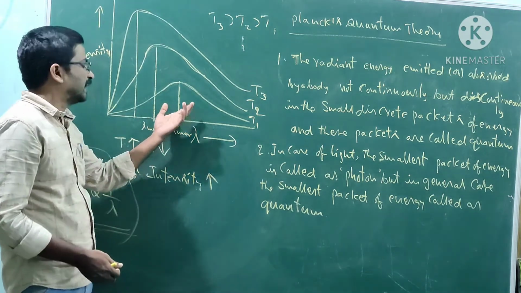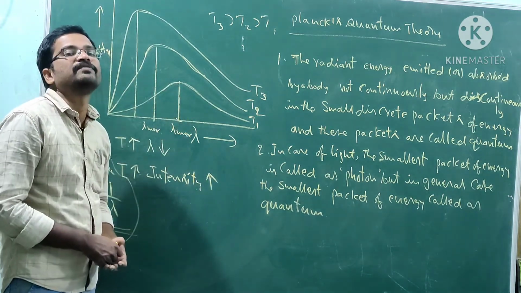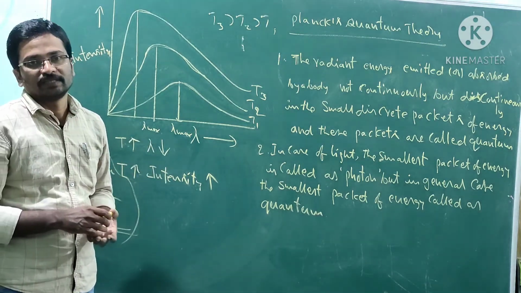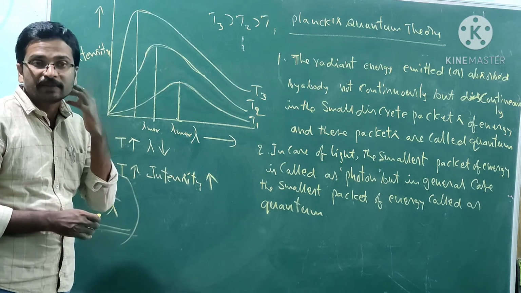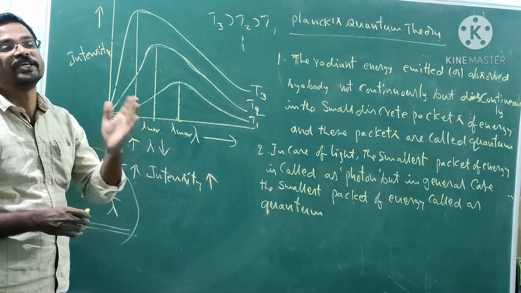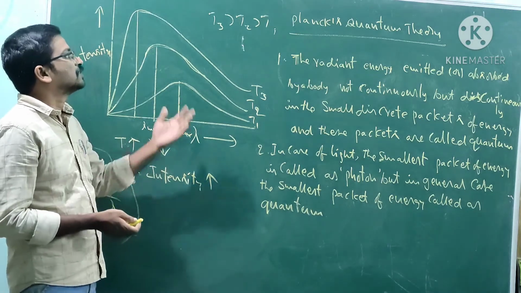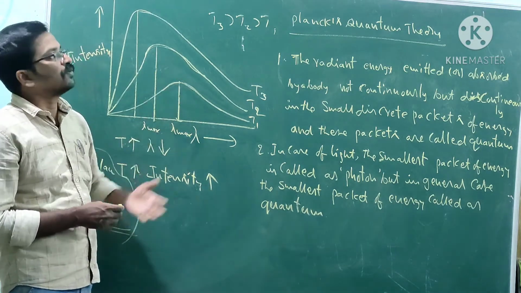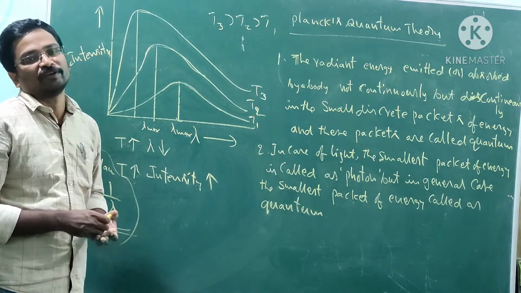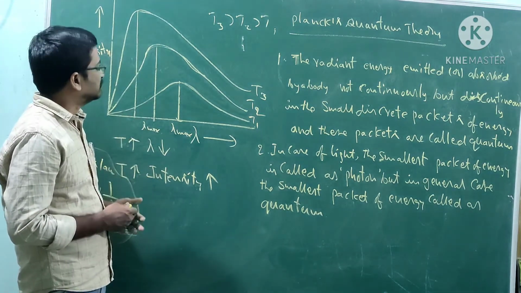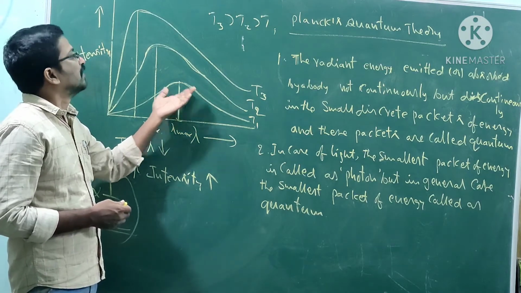This practical data cannot be explained by the wave nature of the electromagnetic radiation. So a new concept was derived by Planck, known as Planck quantum theory. He can explain this concept.